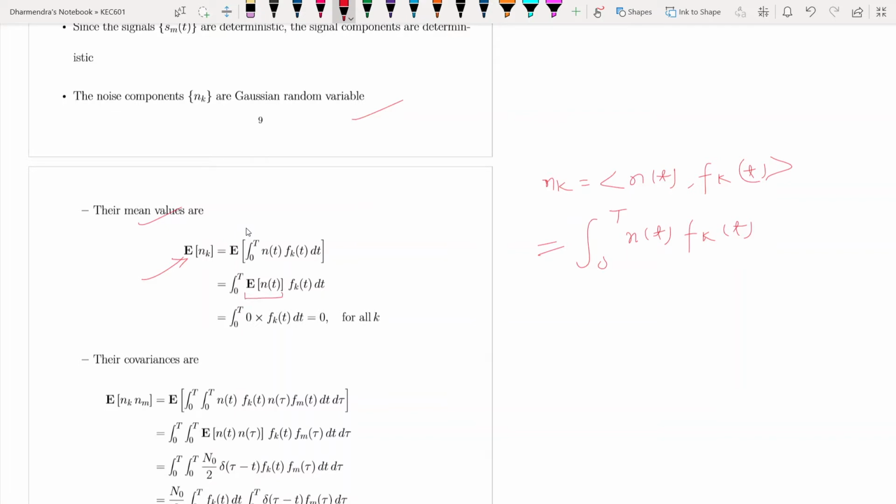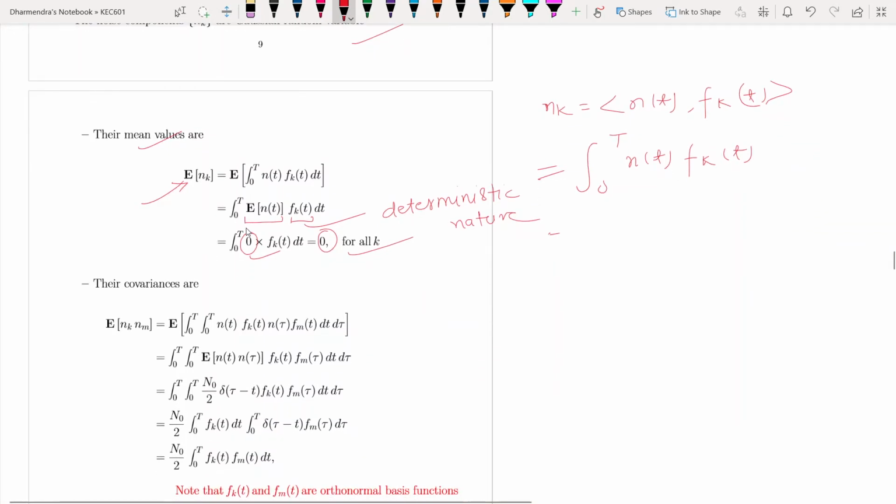So this is the expectation of n(t), because n(t) is Gaussian noise of zero mean. f_k(t) is a deterministic signal, while n(t) is a random signal. So the expectation of n(t) will be 0 for all k. So we can show that the mean of n_k is 0. Let us calculate the covariance.